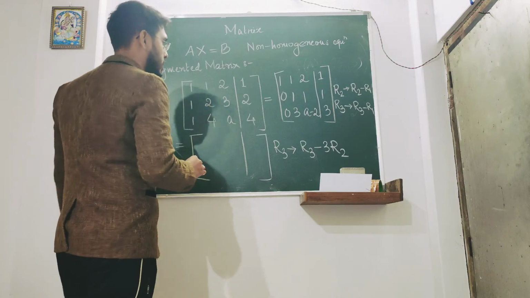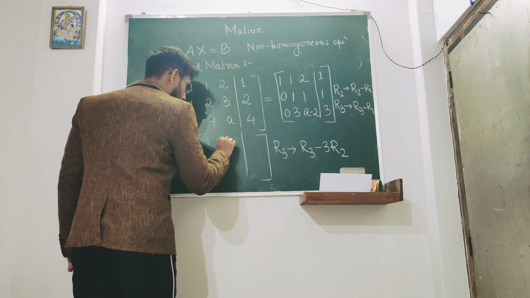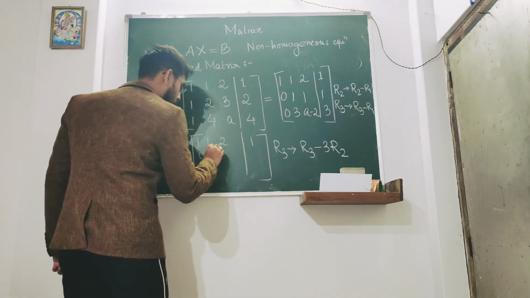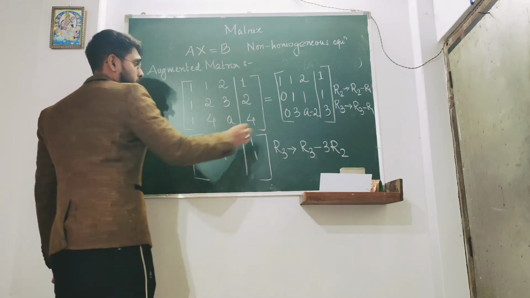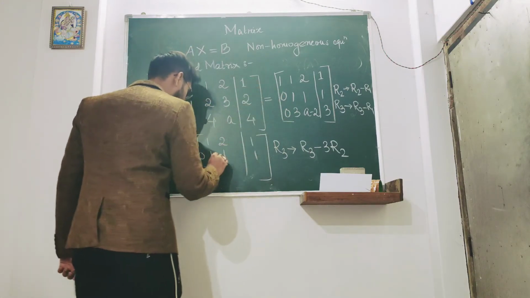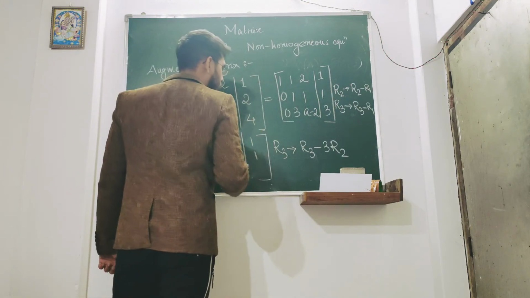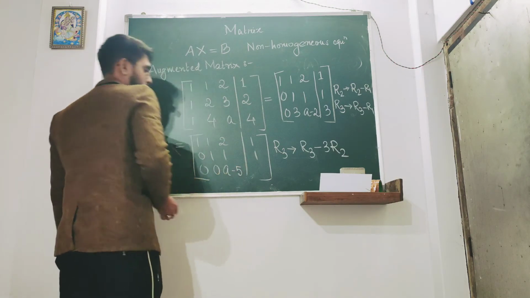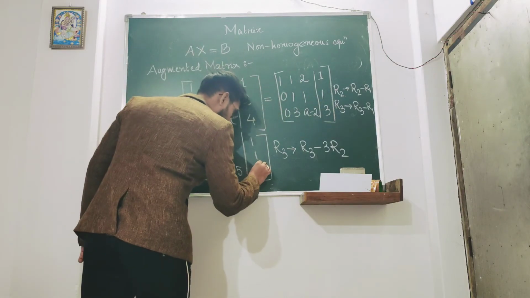So as you can see here, the first 2 rows will be unaffected, so we are just writing them as they are, 1, 1, 2, 1. Then the second one will be 0, 1, 1 and 1. And the third one, now see, 0 minus 3 into 0 will be 0. 3 minus 3 into 1, that is 3 minus 3, will be 0. a minus 2 minus 3 into 1, so a minus 2 minus 3, that will be a minus 5. Then 3 minus 3 into 1, again this one will be 0.